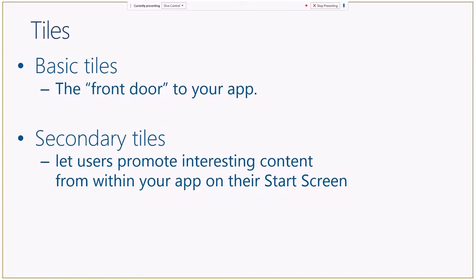Tiles. So tiles were introduced with Windows 8 and modern UI, modern apps, as the main entry point. We don't have icons anymore, but we have tiles. With tiles, you have two formats: basic tiles, which are on your start screen, where you click to launch your application, and secondary tiles, that are tiles that you generate within your app and that provide a link on the start screen to promote additional content to your users. Let's have a quick demo to illustrate that.